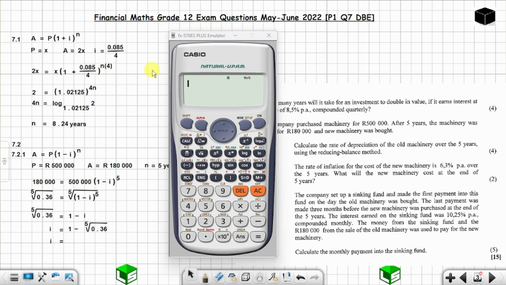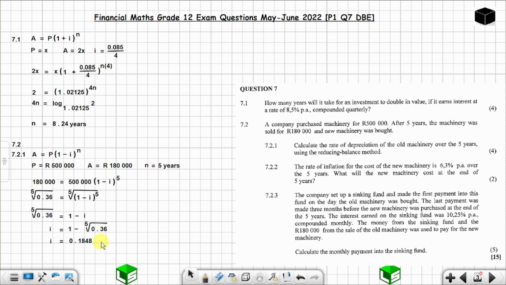So you have 1 minus the fifth root of 0.36, which is equal to 0.1848. The rate is equal to this, and you multiply by 100 so that you can get your answer as a percentage. You are going to have 18.48%.